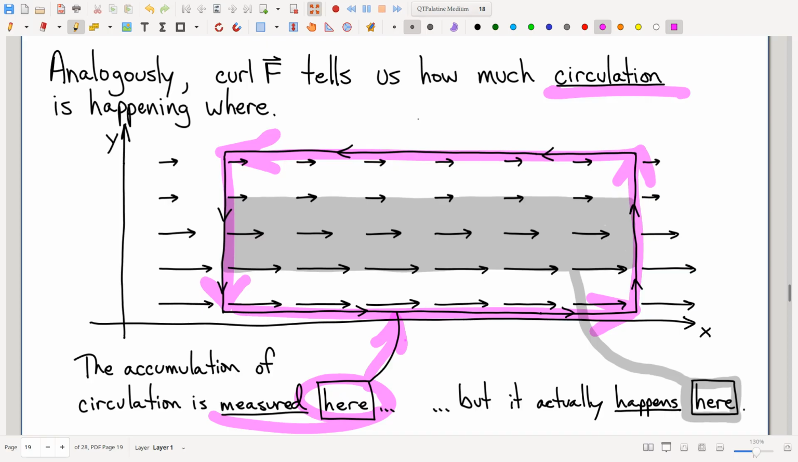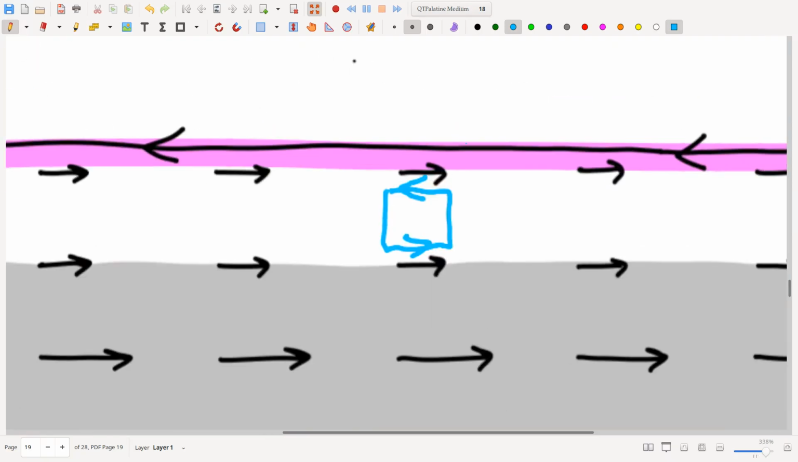Well, check this out. If I were to look at a little square like that. Okay. And let's think about, how much circulation is happening in that little piece right there? Well, I would need to look at the circulation along that bottom edge and the line integral along that top edge. And let me just zoom in so we can see better.